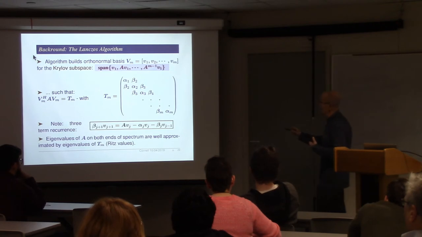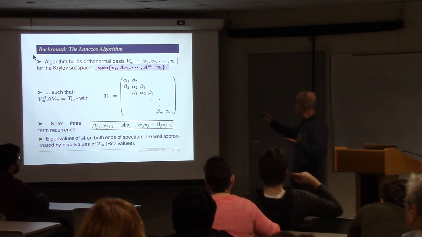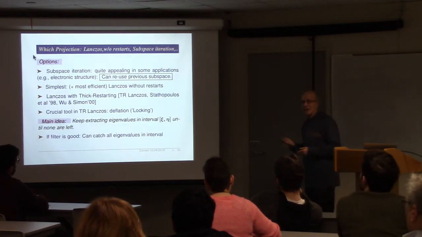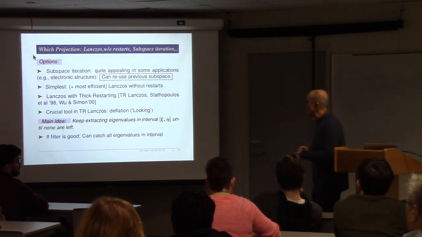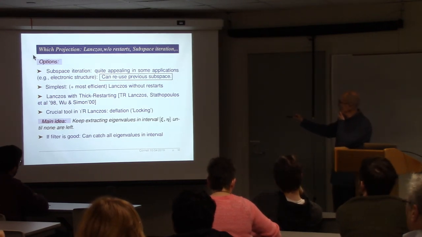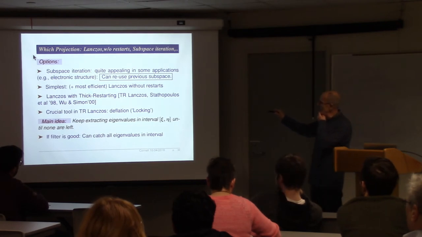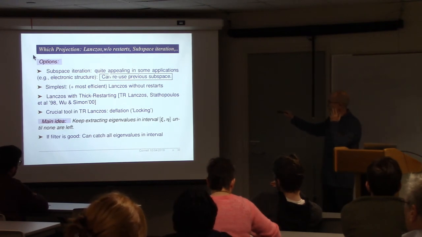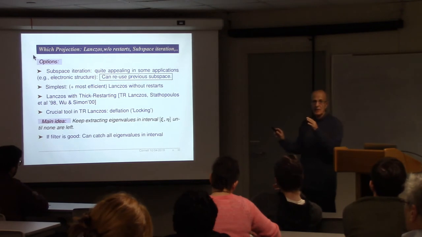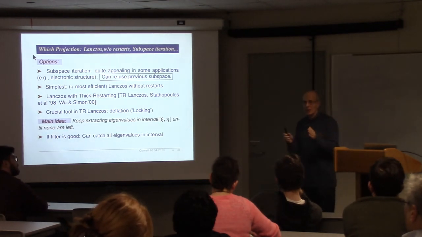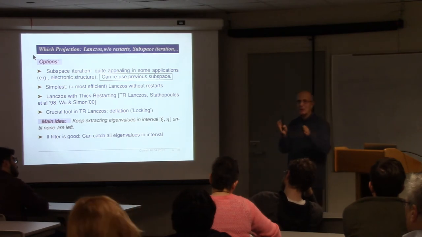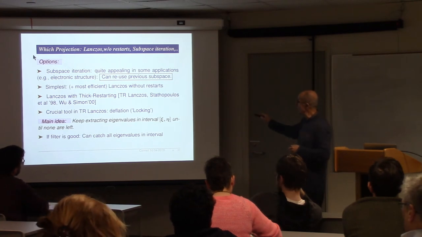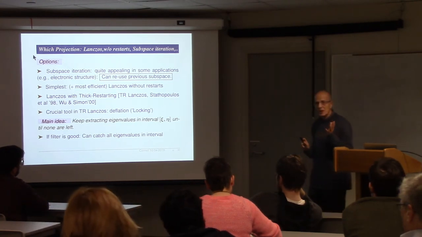So your projection is getting essentially the best eigenvector from the subspace. Now you need to add some restarting or deflation or whatever, and these are just the variations. The nice thing about subspace iteration, which is not using crowded subspaces, is that it has an advantage in electronic structure, because you have a sequence of approximations, and you could use the previous subspace as an input to the next one. That helps a lot in this technique. With Lanczos, you cannot do that.